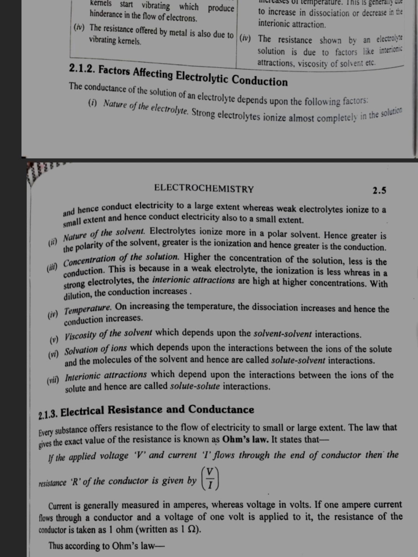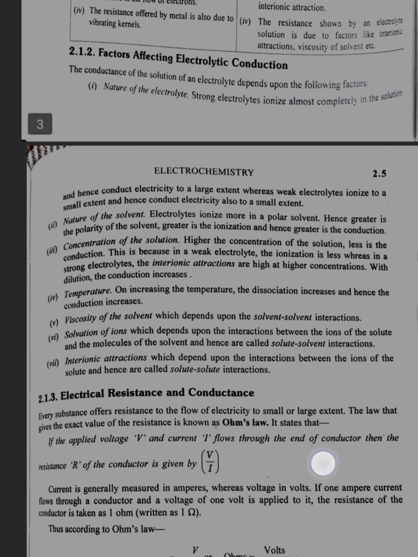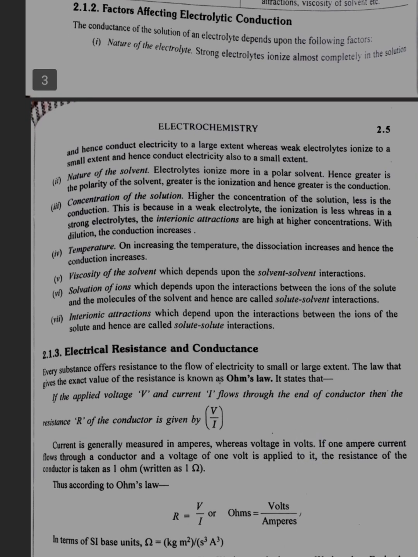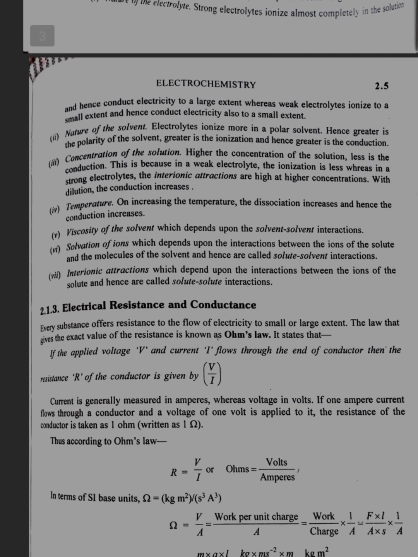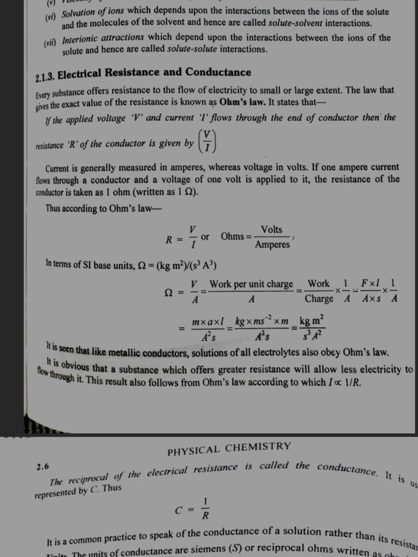Viscosity of solvent, which depends upon the solvent-solvent interactions. Solvation of ions, which depends upon the interaction between the ions of solute and the molecules of solvent, and hence is called solute-solvent interaction. Interionic attraction, which depends upon the interaction between the ions of solute and hence is called solute-solute interaction. Electrical resistance and conductance.